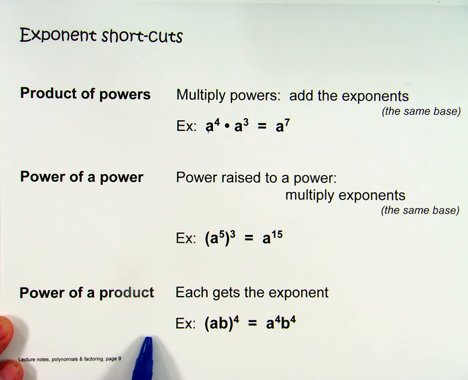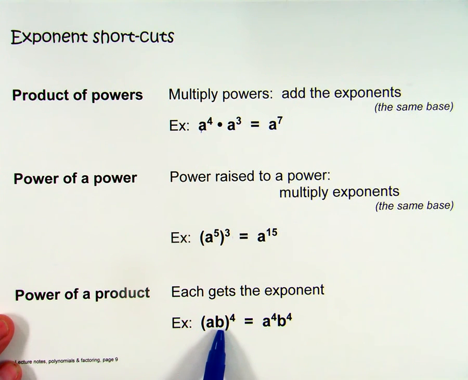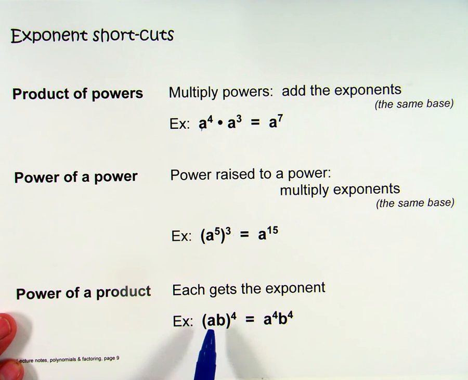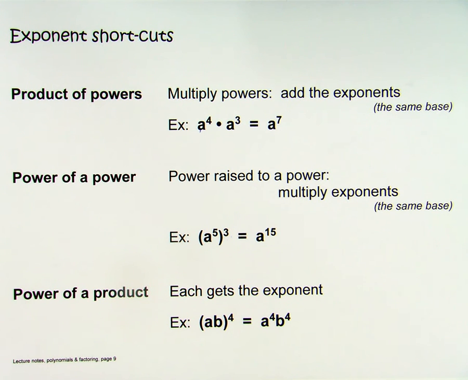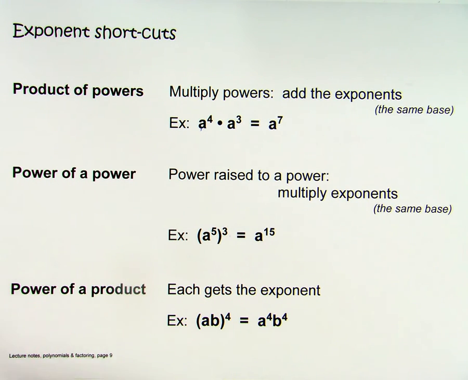Power of a product. Each one gets the exponent. Don't call this distributive because it's not. The basis for this one, again, if you get brain freeze and you can't remember it, is you're supposed to write everything in the parentheses 4 times. So you're supposed to write AB times AB times AB times AB. And then you look at it and you say, oh my goodness, I see that I've written A 4 times to multiply, and I've written B 4 times to multiply. Oh my goodness, I can write it this way, A to the 4th, B to the 4th. Shortcut is each one gets the exponent. If you have trouble with the shortcut, go back to the original. Don't just guess.